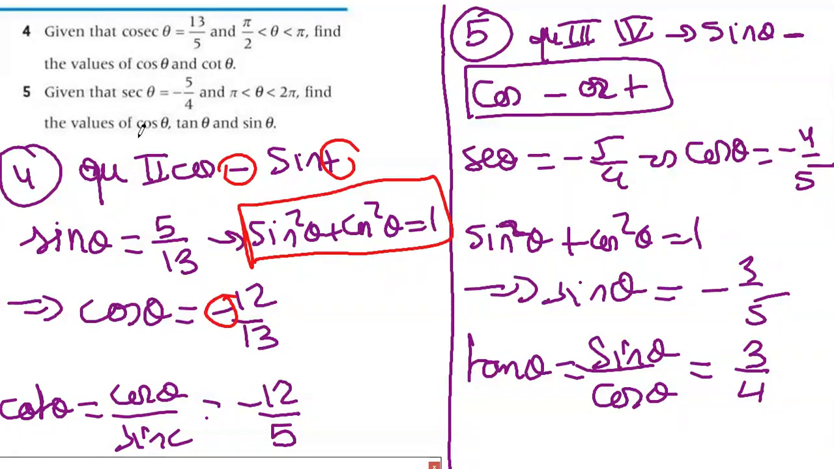Number 5. I have secant. I'm working between pi and 2 pi. It means I'm in quadrant 3 and 4. I need to find the value of cosine, tangent, and sine.